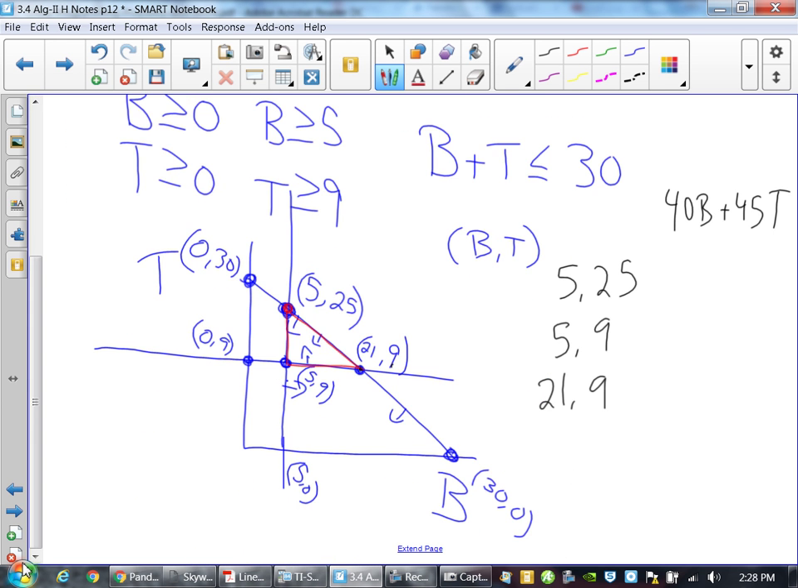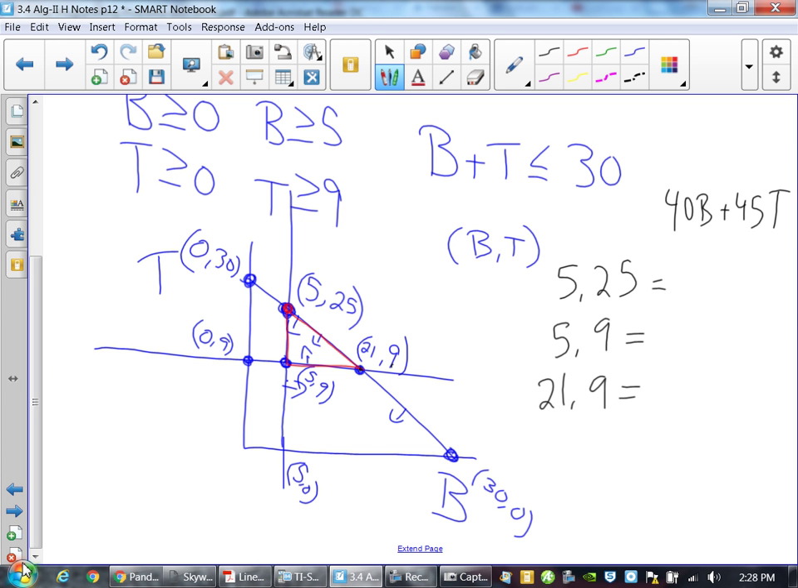Wait, then how did you get T is greater than or equal to 9? B is greater than... It said in the problem. It said at least so many seats of this, at least so many seats of that. You didn't realize it was a pair. Am I right? No? Oh, wait. Okay, no. 5 and 25 is the greatest.